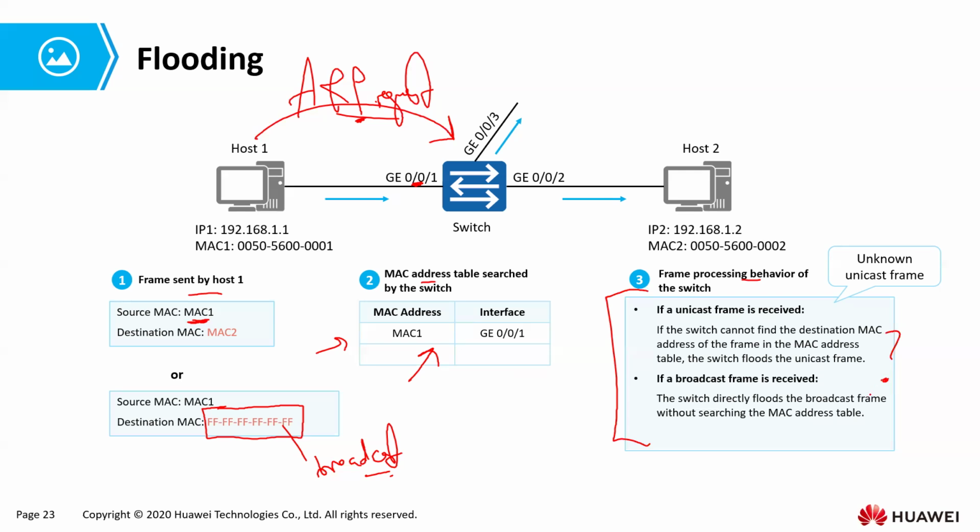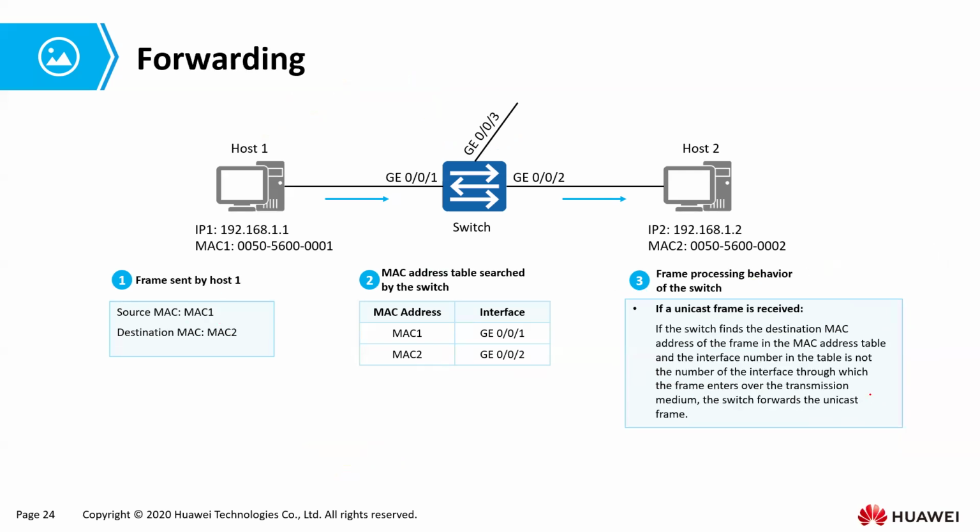Let me see if we can find another slide to break it down. Those two. Forwarding: 1, frame sent by host, destination MAC. 2, MAC table searched by the switch. 3, frame processing behavior. If a unicast frame is received, if the switch finds the destination MAC in the table and the interface number is not the number through which the frame enters over the transmission medium, the switch forwards the unicast frame.